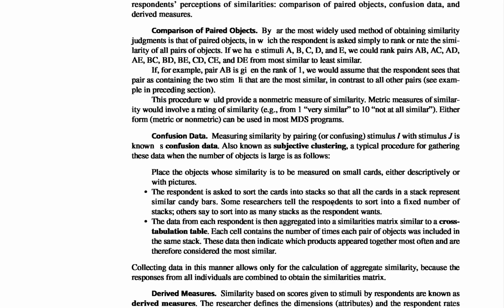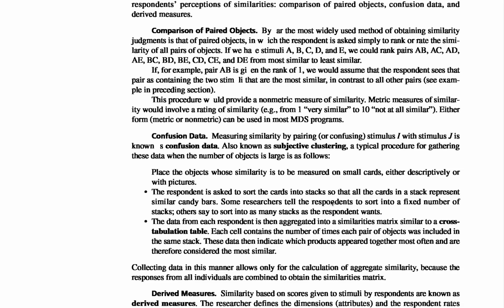Metric measurement of similarity would involve rating the similarities, for example, 10 for very similar down to 1 for not at all similar. Either the metric or non-metric form can be used in most multidimensional scaling programs. Confusion data. Measuring the similarities by pairing of confused stimuli with the stimuli is known as confusion data, also known as subjective clustering.